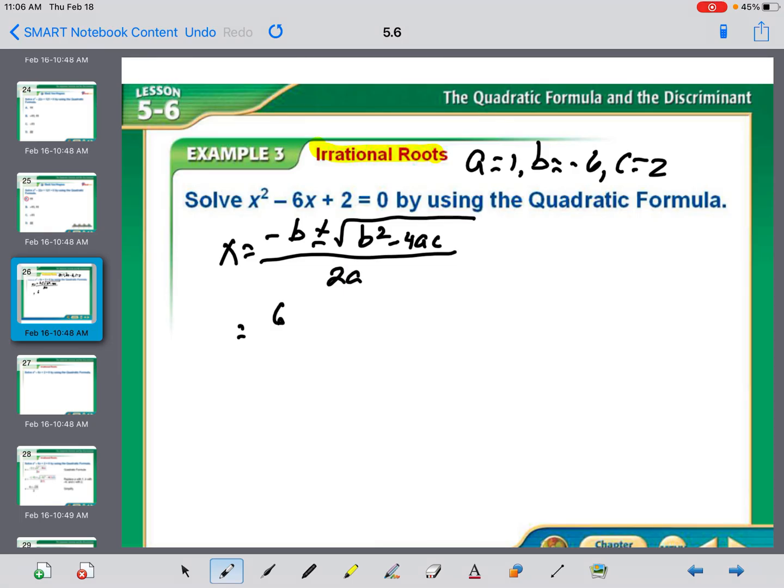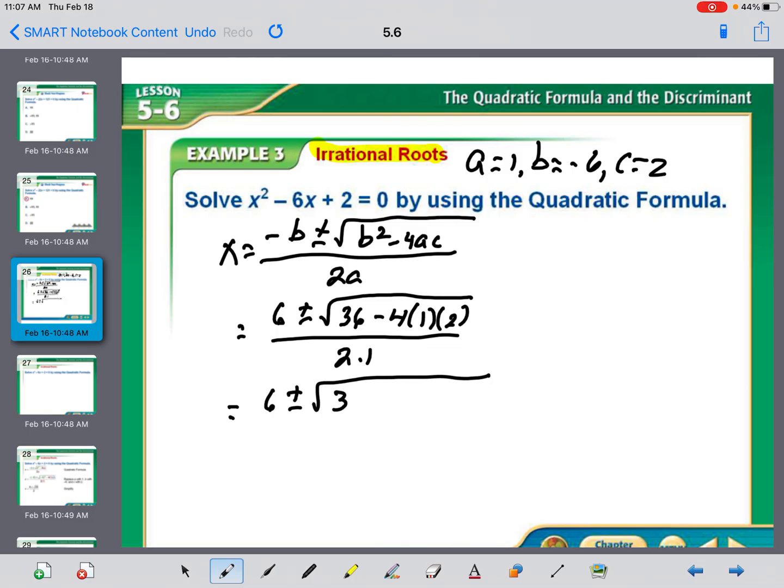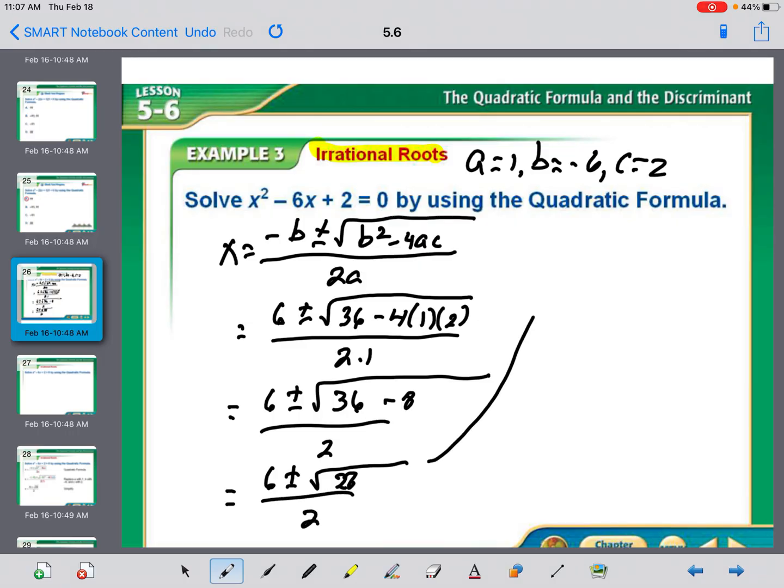The opposite of B is a positive 6 because B is negative 6. B squared, negative 6 squared, is a positive 36. B squared is always positive. A is 1 and C is 2, all over 2 times 1. Working inside the radical with the radicand and doing the multiplication, I get a minus 8. And 36 minus 8 is 28. I want to bring that over here because I've got more work to do.